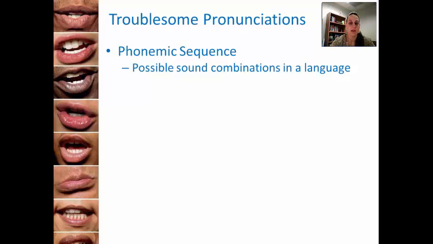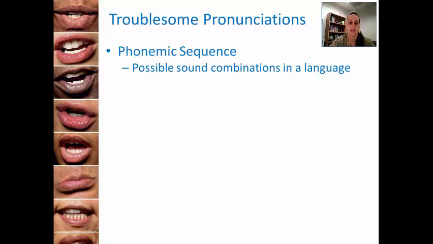So phonemic sequence describes possible sound combinations in a language, or basically ways in which phonemes can be arranged in languages at the beginning, the middle, or the end of words. And there are rules that guide the combination and the arrangement of phonemes in all languages.